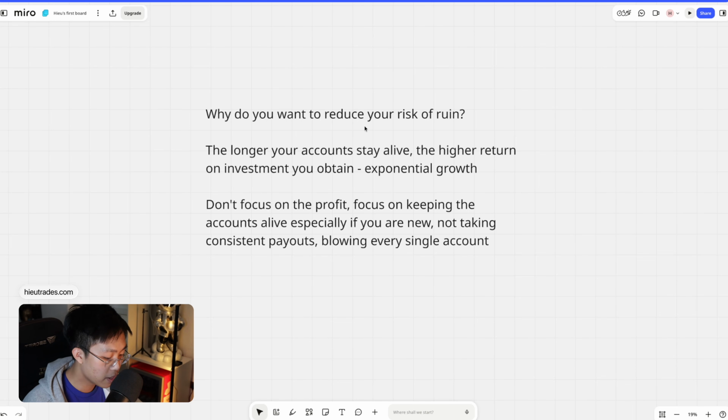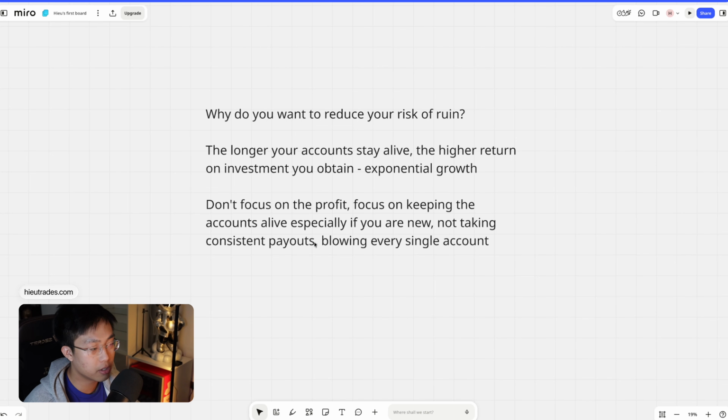And hence that is where you get your exponential growth. So the key thing here is don't focus on the profit. Focus on keeping the accounts alive, especially if you are new, especially if you're not taking any consistent payouts, and especially if you're blowing every single account. The reason why I say if you're not taking consistent payouts is because there are different ways to go about it, right? Prop firms, at the end of the day, are just a money in, money out type of business model. So if you have less spend than your total payouts, then you're going to be profitable no matter what. However, you really want to capitalize on the return on investment where you can, right?